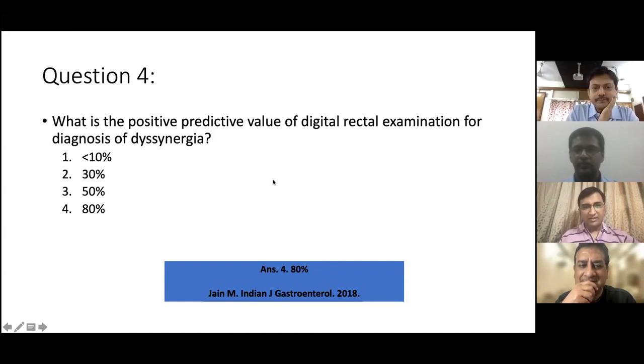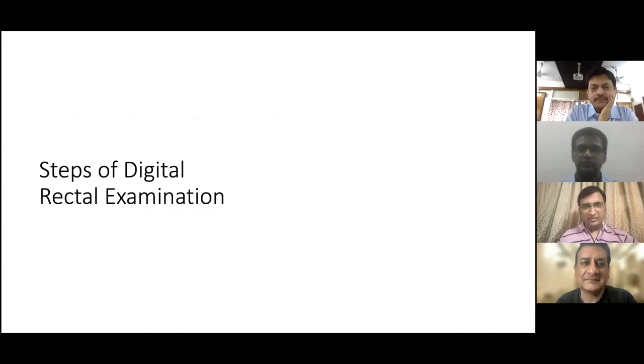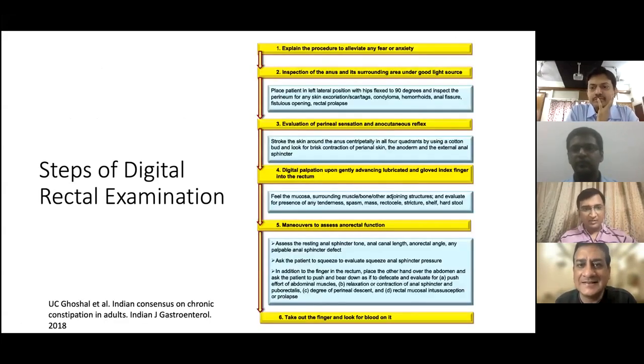This is a study by Mayank Jain, published in 2018 in the Indian Journal of Gastroenterology. So the steps of digital rectal examination become of utmost importance, especially because this is something that will be asked of you if you get a case of constipation in the exam. So this has been explained well. See, this is not about the exam only; it's about practice. Absolutely. The exam is just a one-time event, but treating constipation is lifelong. So good to understand that.